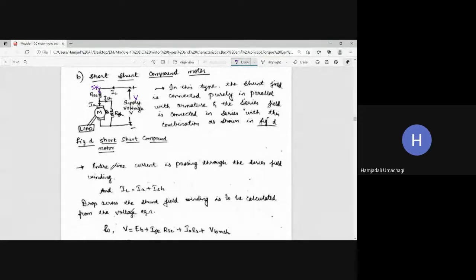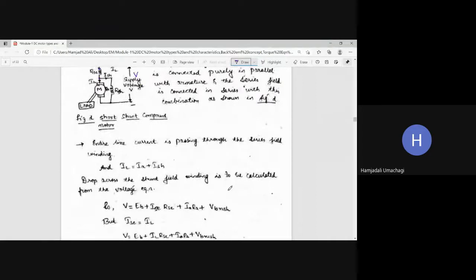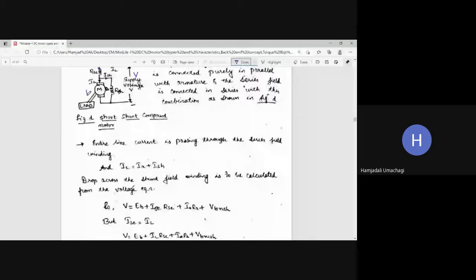Entire line current is passing through the series field winding, and if you apply KCL at this point, forgetting about the series field current here, IL is equal to IA plus ISH. IL is equal to IA plus ISH. The drop across the shunt field winding is to be calculated from the voltage equation. So what is the drop across this shunt field winding? This you need to calculate. To calculate that, here it will have the back EMF EB.